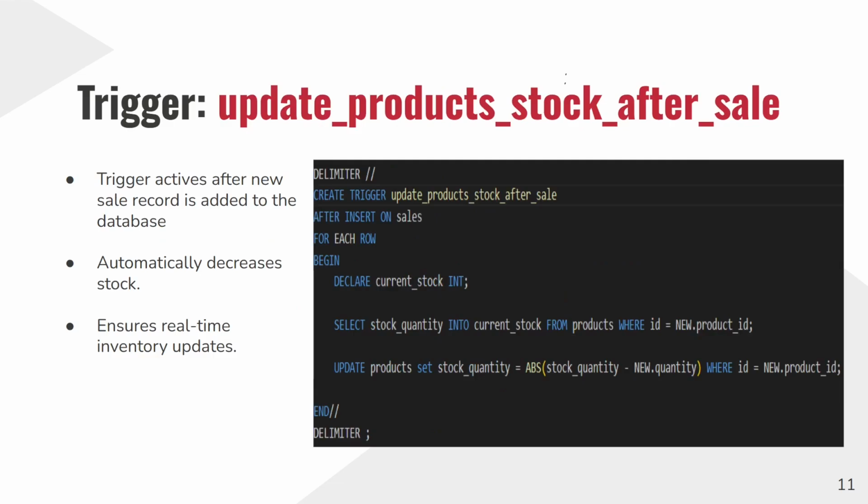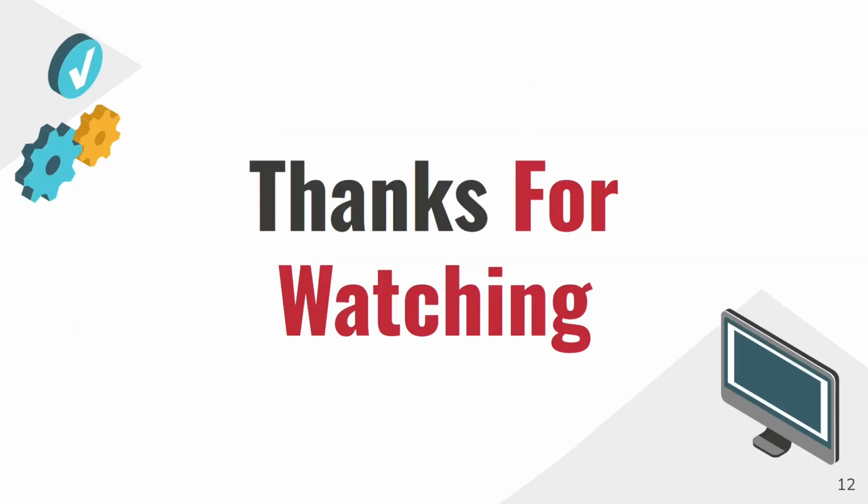Finally, here's an example of a trigger named Update Products Stock After Sale. This trigger is automatically activated after a sale is recorded, and it decreases the stock of the corresponding product. It helps keep our inventory accurate in real time, eliminating the need for manual stock updates and reducing the risk of errors. That concludes my presentation.